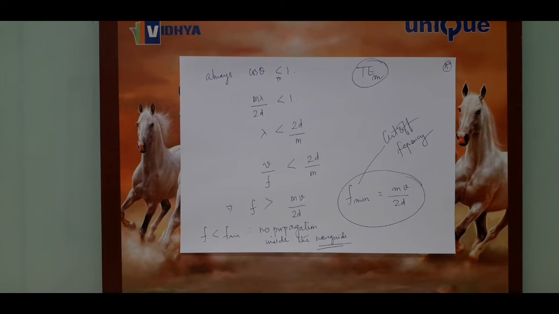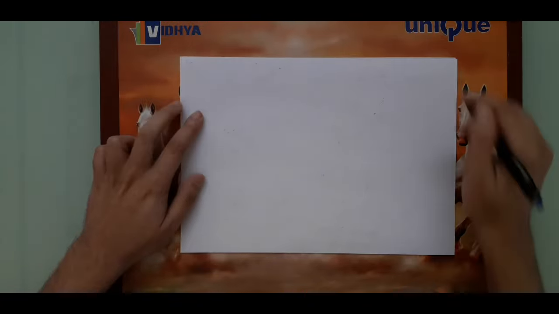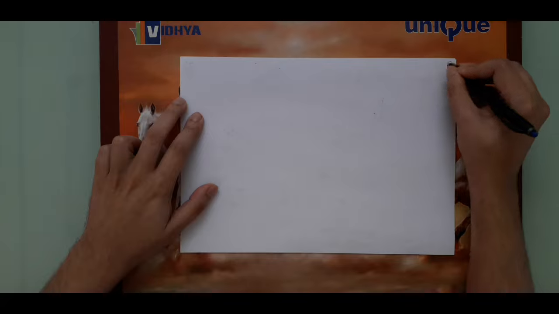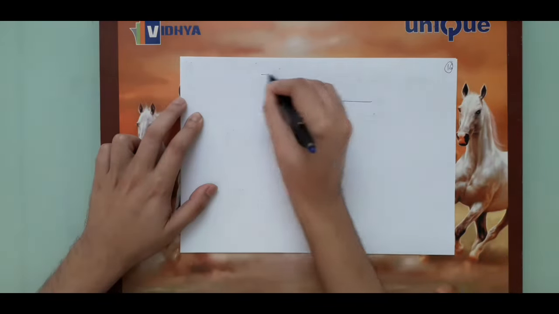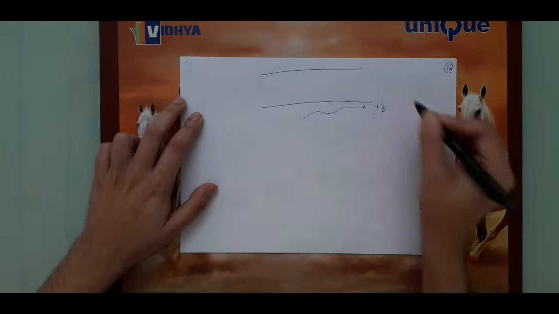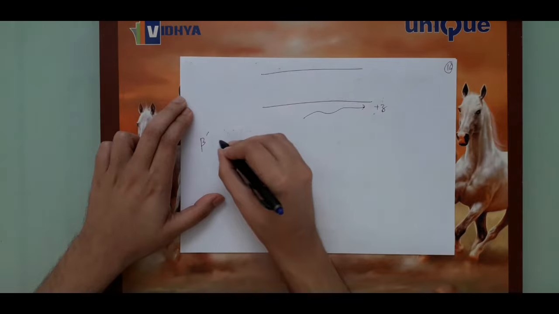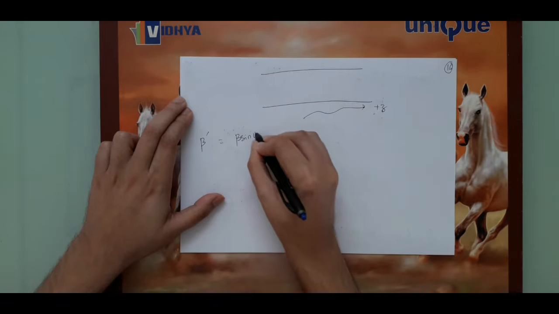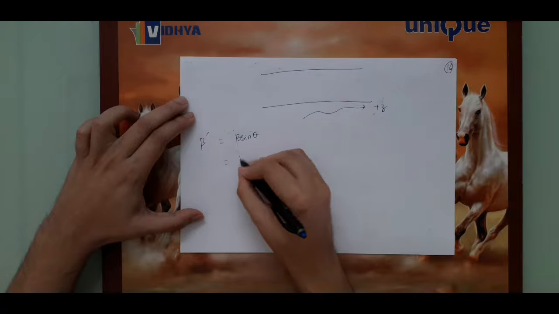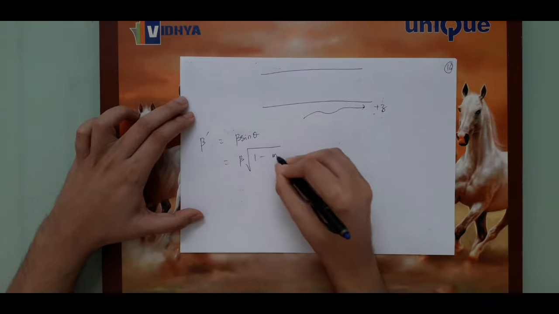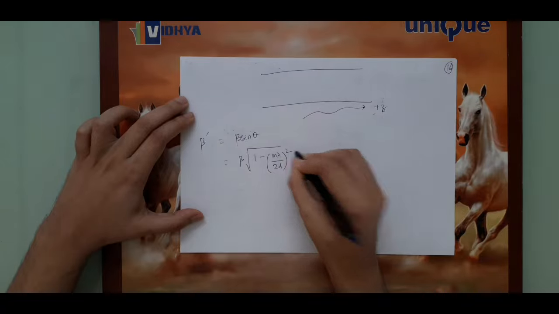So now, for the wave that is propagating along the plus z direction, so this is the waveguide. The wave which is propagating along plus z, the phase constant, let us call it beta prime, is nothing but beta sine theta. Which we had already proved is beta times the square root of 1 minus m lambda by 2d the whole squared.